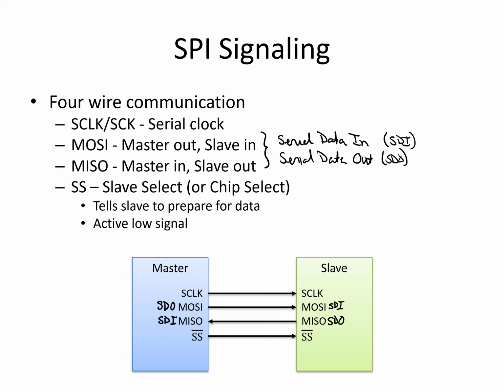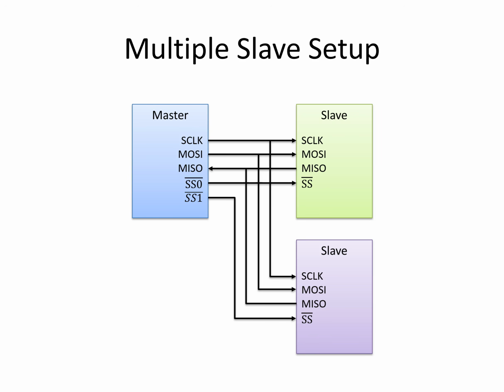You would just connect them, or the naming convention would be slightly different. So this diagram here shows a case where we have a single slave in the system, but we can also have multiple slaves. This figure here is showing what it would look like if there are 2 slaves in the system. And so with a multi-slave setup, 3 of the lines are connected to all of the slaves. So the clock, MOSI, and MISO signals are connected to all of the slaves. And then for each slave that we have, we need a dedicated slave select signal.